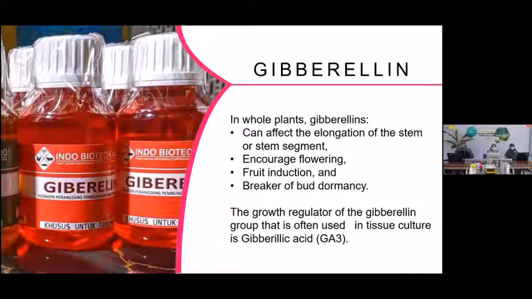Here are gibberellins. Gibberellins can affect the elongation of the stem or stem segment. They also encourage flowering, fruit induction, and break bud dormancy. The gibberellin growth regulator we use in tissue culture is GA3, or gibberellic acid.